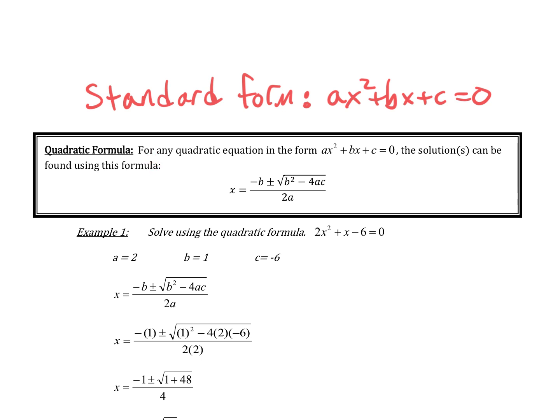For any quadratic equation that's in this form, ax squared plus bx plus c equals 0, the solution is found by this formula. So once we know what a, b, and c are, we can plug them into this, all right?